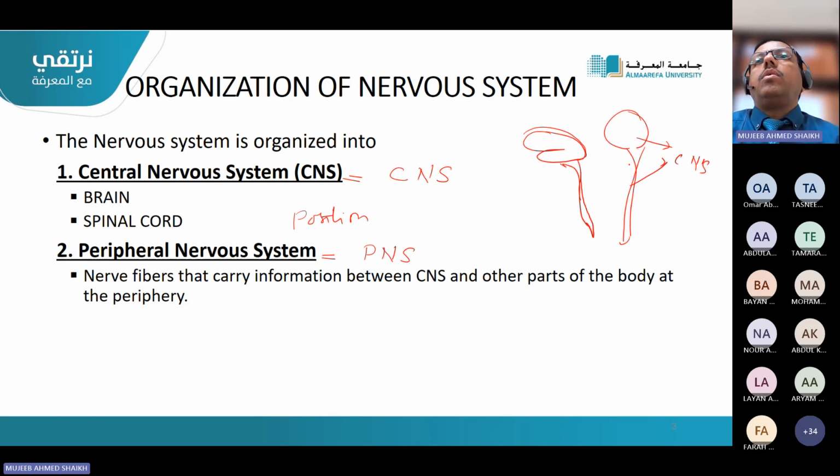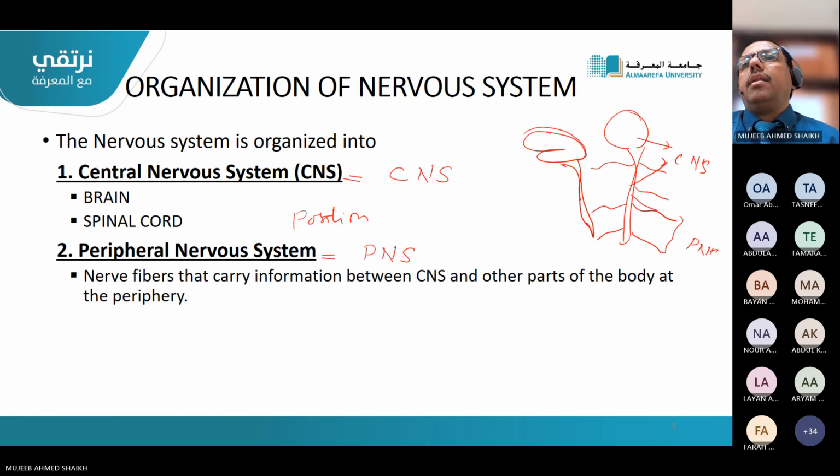So this is the central nervous system, CNS, and out of this something is coming out. What are these? These are the peripheral nerves, which will be supplying the muscles of the arm, forearm, leg, or thigh. All these are called the PNS, peripheral nervous system. So the central nervous system is nothing but brain and spinal cord. The peripheral nervous system is the nerves which are coming out from the spinal cord and supplying the organs.